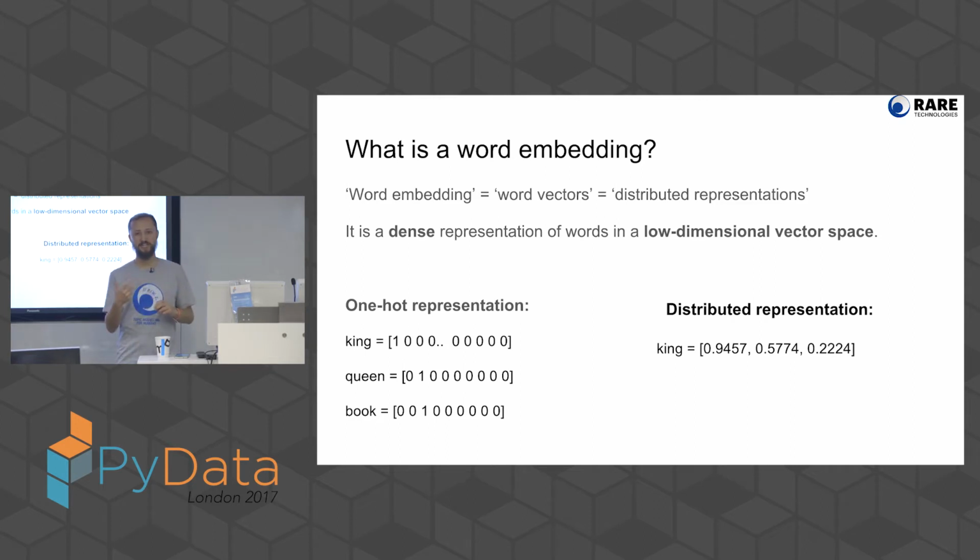And distributed representation has nothing to do with distributed computing. That's the only connection. The meaning of the word distributed is that the meaning is spread through these 3 dimensions here. It's not just concentrated in the first one for the king. It's spread across all the 3. So there's no one axis in there which is the king axis. It's usually spread across all of them. That's what it means for distributed representation.